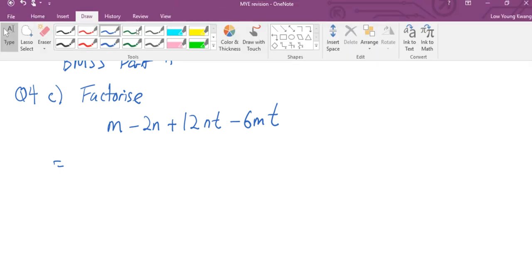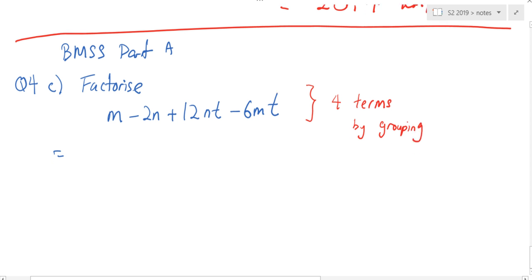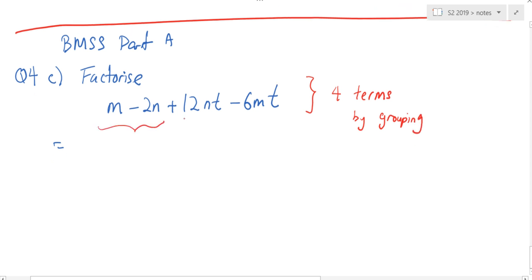First, can you take out a red pen and write down? Over here, there are 4 terms. Now, 4 terms means you need to factorize by grouping. Meaning, you have to first try the first 2 terms and the last 2 terms.